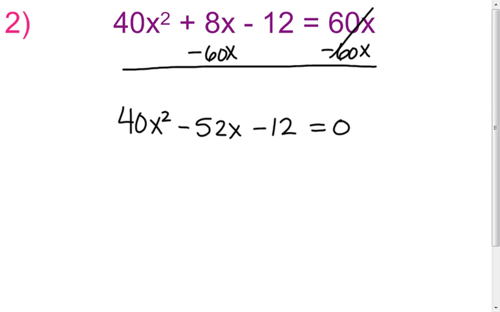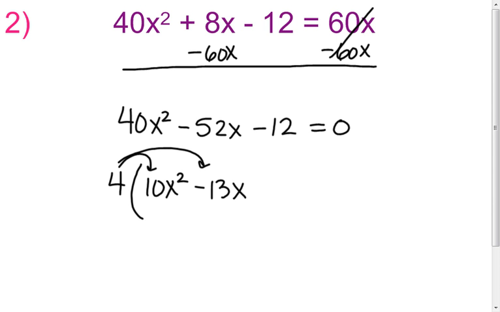Okay, so the first step was to set everything equal to 0, which I did. The next step, every time you factor, no matter what it looks like, is you want to see if you can pull anything out that they might have in common. In this case, 40, 52, and 12 are all divisible by 4. Okay, so I can factor a 4 out of there. And then 4 times 10x squared gives me 40x squared. 4 times negative 13x gives me negative 52x. And 4 times negative 3 gives me negative 12.